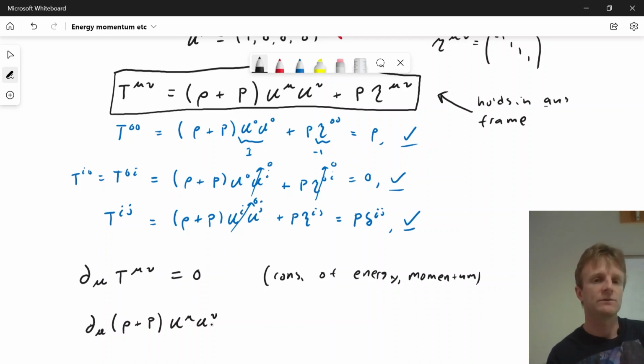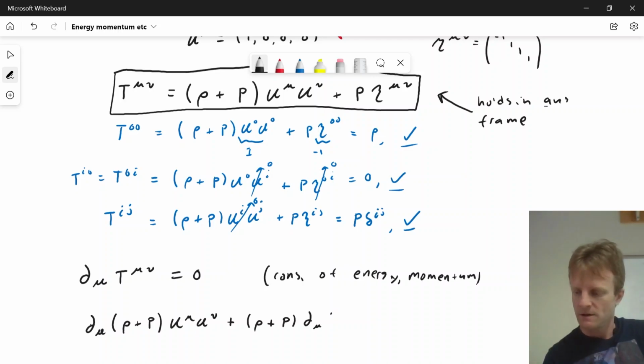If I wanted that, I would use parentheses. So I need to use the Leibniz rule here and add a term rho plus P del mu acting on, let's just do them all out. So I need a term where it's acting on u mu, the first one, but not acting on u nu. And I need a term rho plus P where it's acting on the second one.